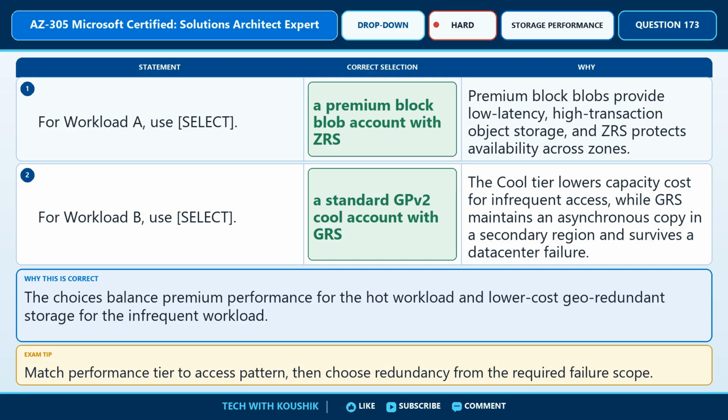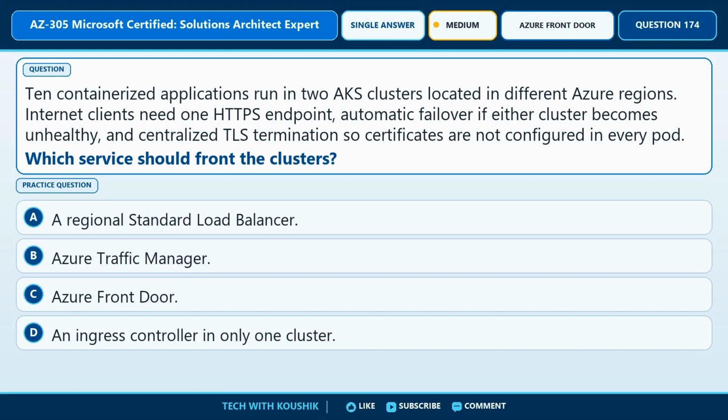Exam tip: match performance tier to access pattern, then choose redundancy from the required failure scope. Review question number 174. Carefully. Let us first review the situation.